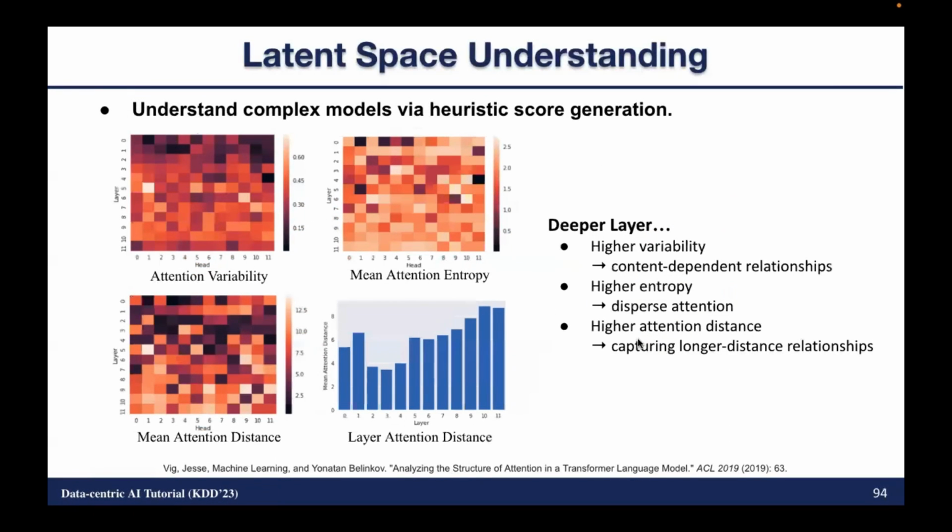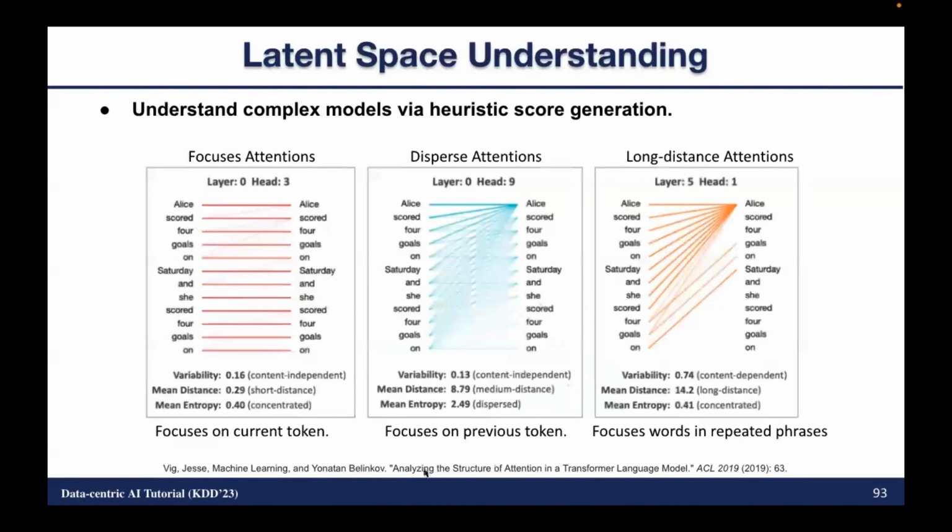Based on their results, they used that to evaluate 5 kinds of language models, including FLAN-T5 and GPT-2, GPT-3, as well as some other language models, I believe. They find some insights. Whenever we have a deeper layer, the deeper layer usually has higher variability, meaning that more content-dependent relationships are being modeled in the deeper layer. So if we change the input data a little bit, then the deeper layer is the one that is going to model these changes. Second, deeper layers have higher entropy, meaning they have more dispersed attention. If you still remember, the dispersed attention focuses more on only the previous tokens.